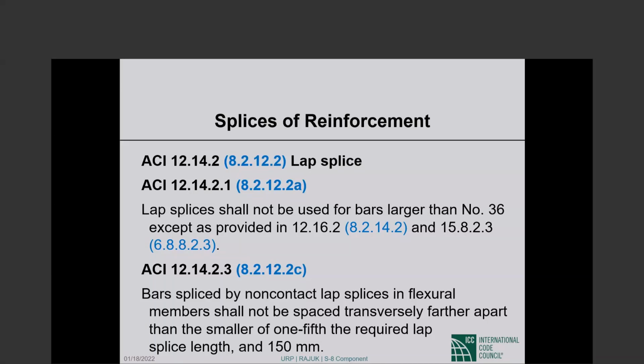Bars spliced by non-contact lap splices in flexural members shall not be spaced transversely further apart than the smaller of 1/5 the required lap splice length and 150 millimeters. So if it is a non-contact lap splice, the bars that are being lapped or spliced should not be too far apart from each other. Okay, the maximum distance is 6 inches or 1/5 the required lap length, whichever is smaller of them.